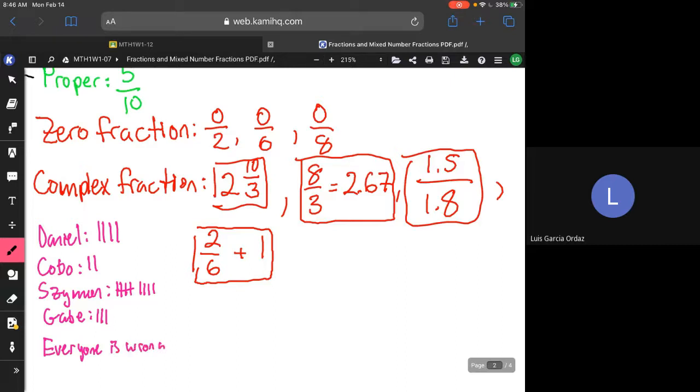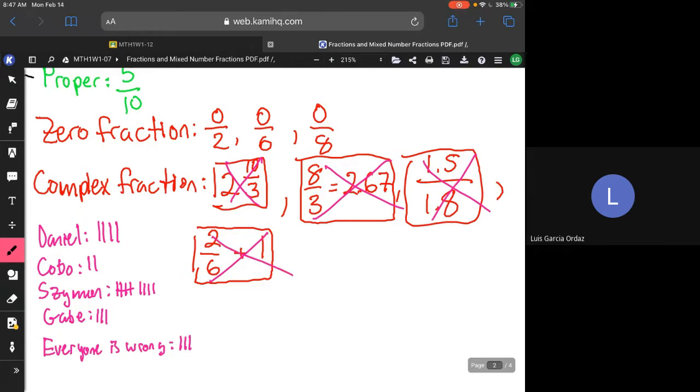1, 2, 3. Okay. Now the last vote. Who thinks everyone's wrong? 1, 2, 3. It's worth a try. Okay. So the correct answer, so this is wrong, this is wrong, this is wrong, and this is wrong. So all of them are wrong.